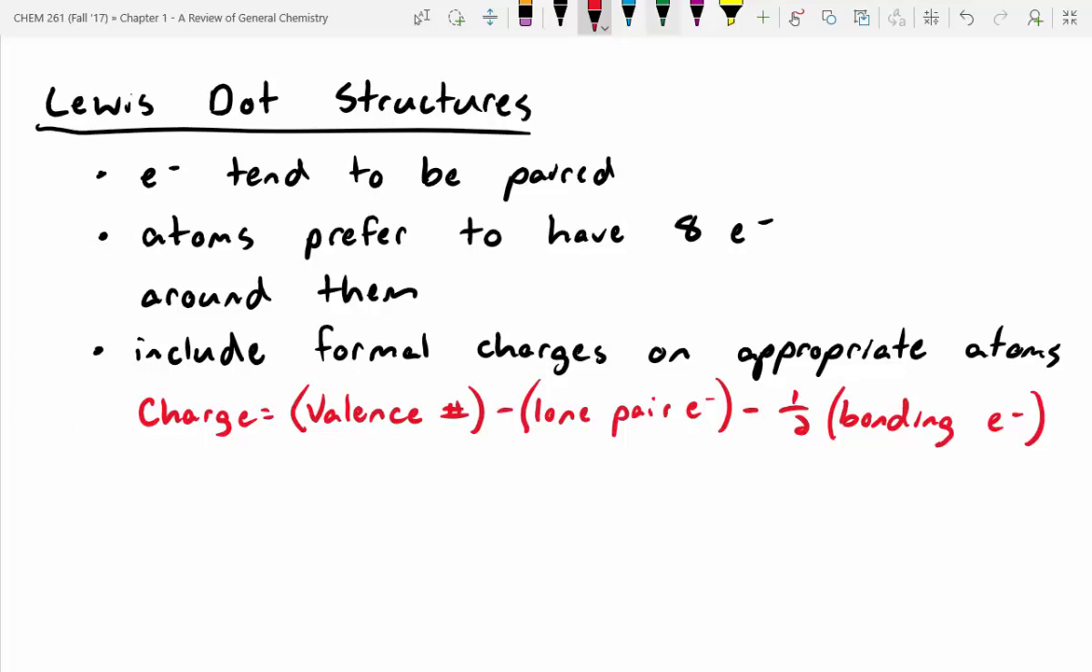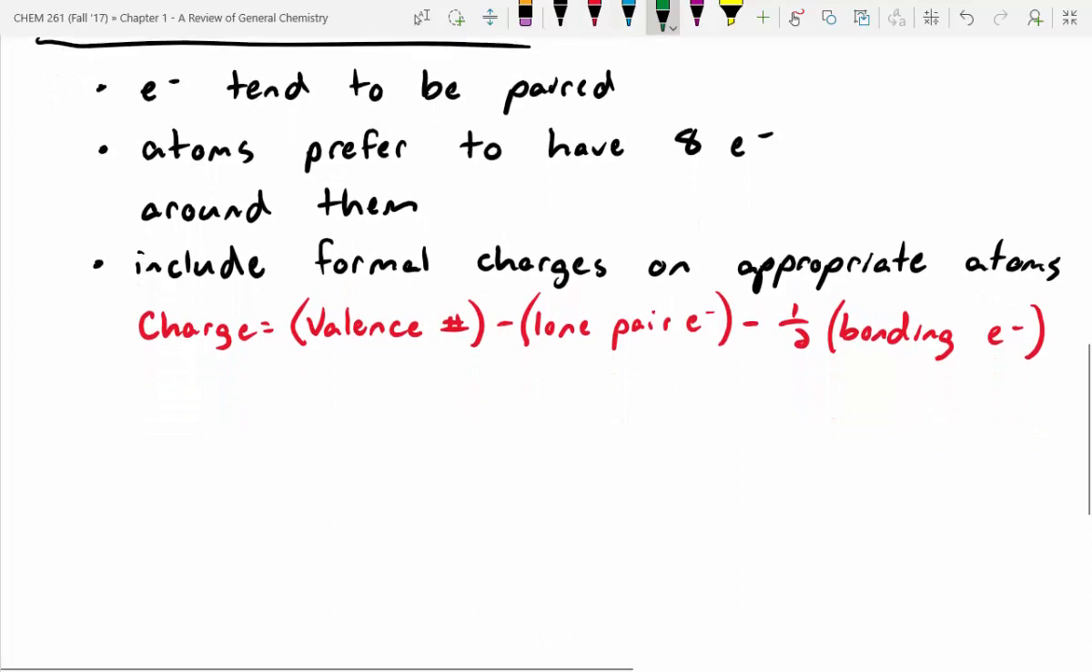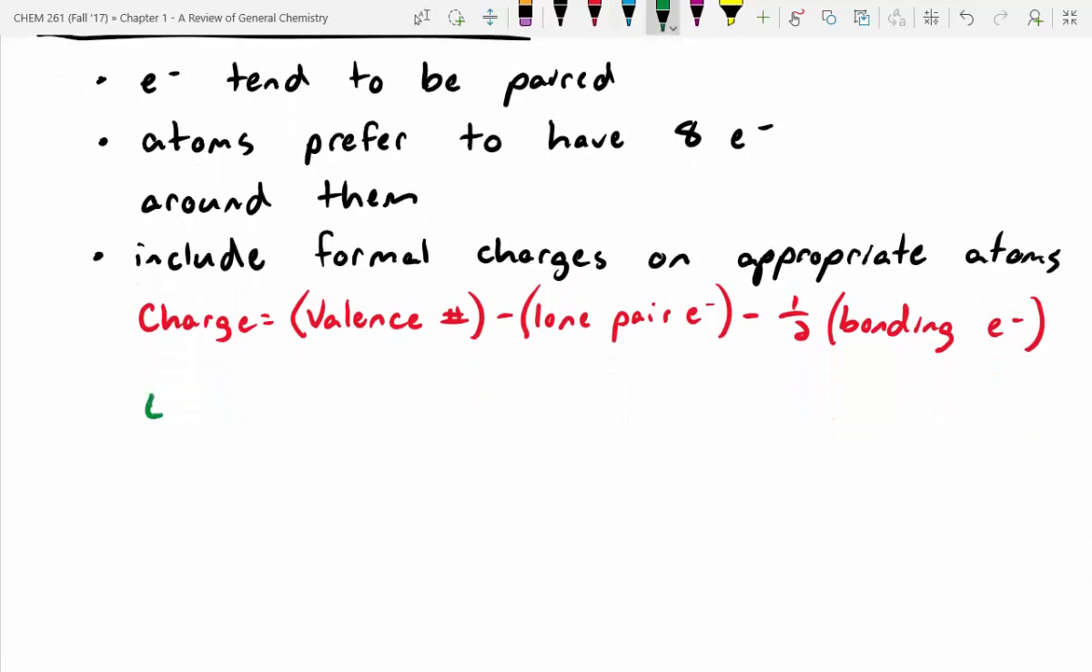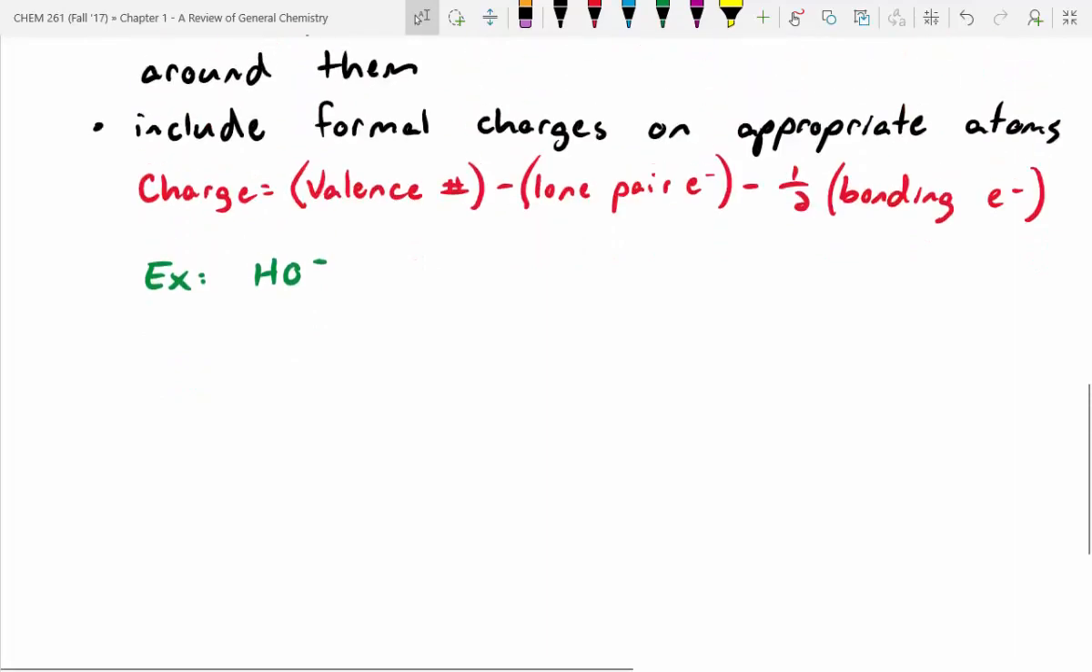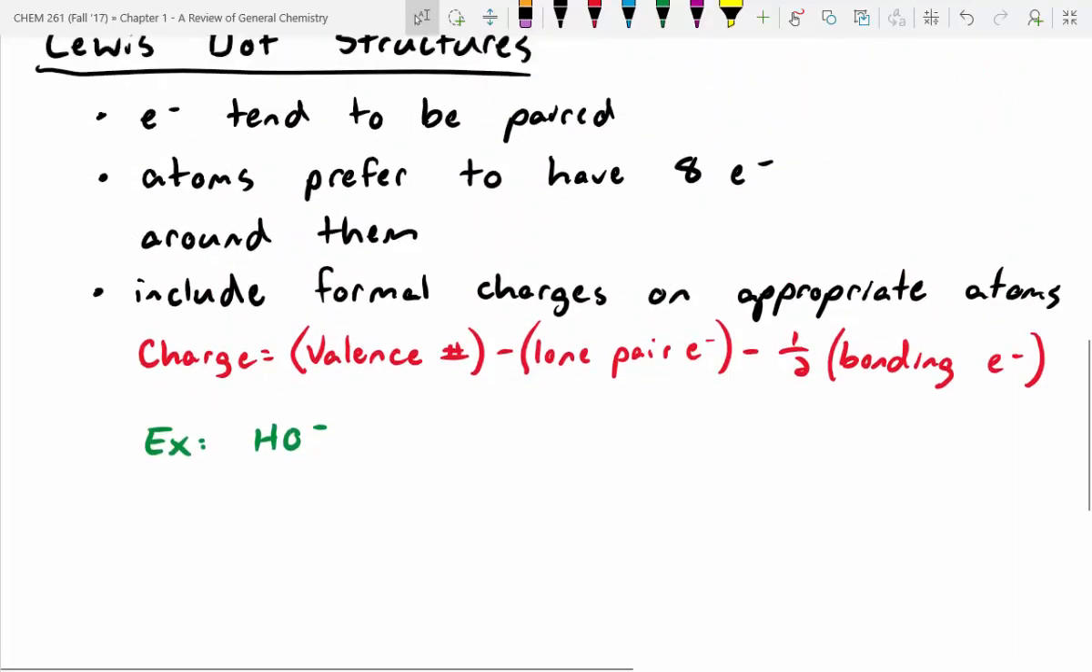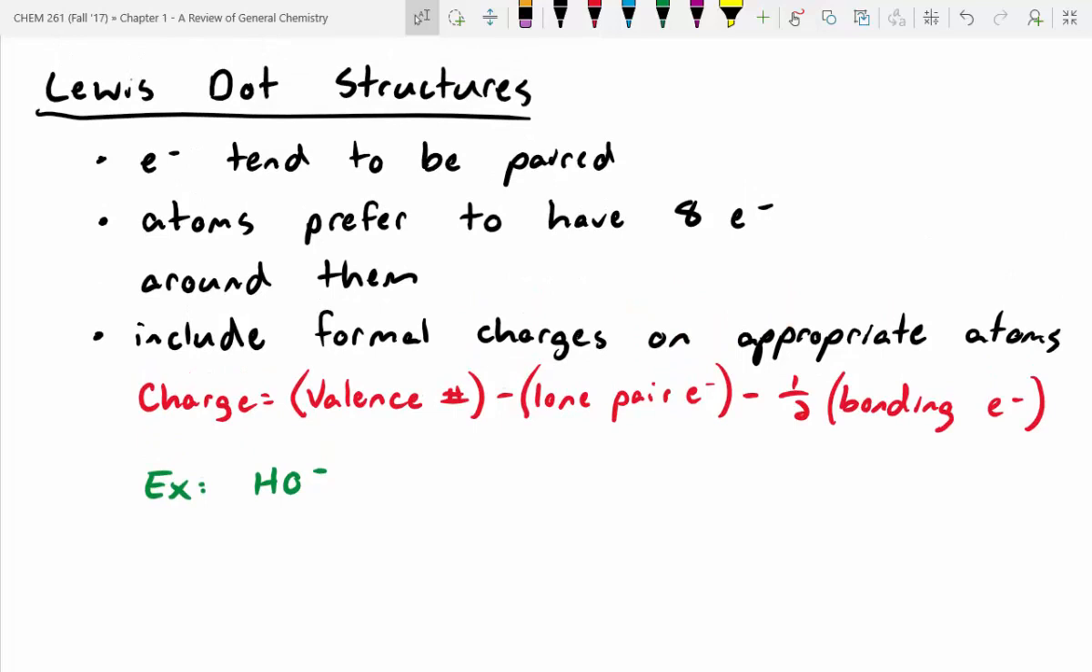So let's take an example here. So we're going to do HO minus. Does anybody remember what that's called? Hydroxide, right? It's our common base that we saw last year in general chemistry. So let's do this. Can you go up for a second? What does that say after valence? Is that just a pound sign? Valence number, yeah, pound sign. Sorry, sometimes I do shorthand. Hashtag. You can Twitter it.